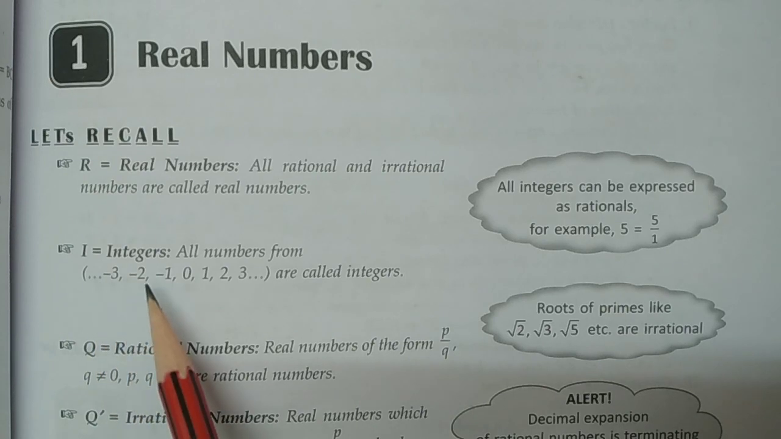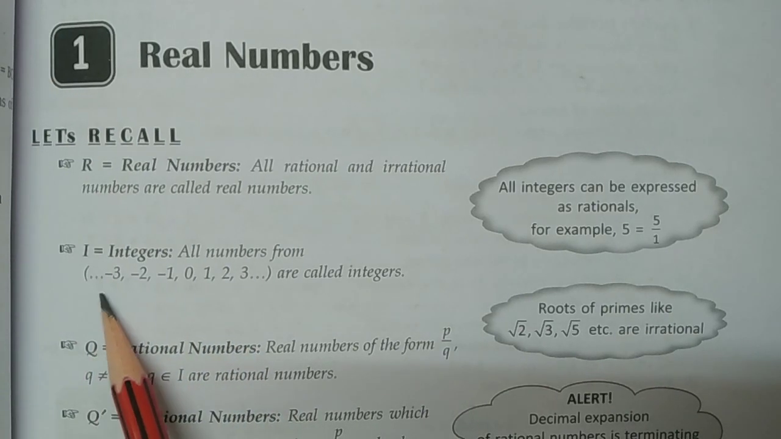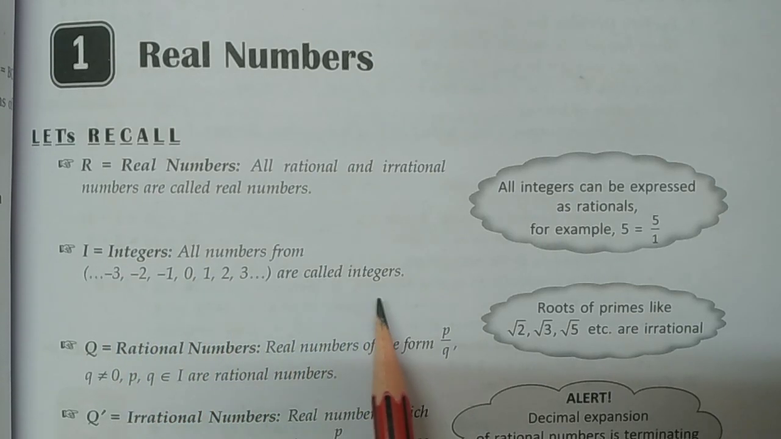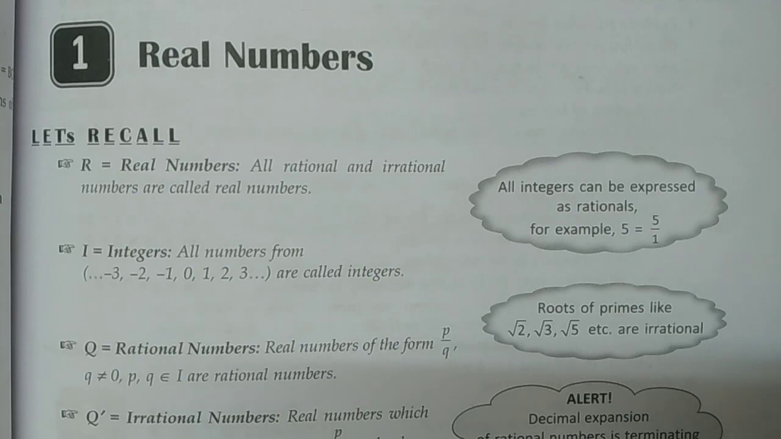So I equals integers. All numbers starting with -3, -2, -1, 0, 1, 2, 3 are called integers. And next, roots of primes, like under root 2, under root 3, under root 5, these are irrational. So now we can come to rational and irrational. Rational numbers are the real numbers of the form p by q, where q is not equal to 0, and p and q are integers. These are all rational numbers, and irrational numbers we have already covered here.